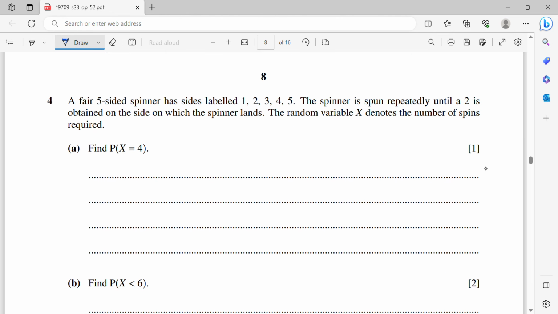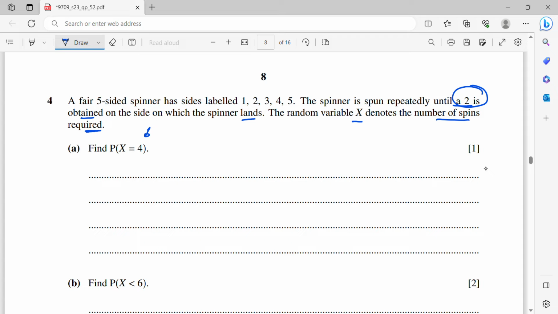Now for question 4, a fair 5-sided spinner has sides labeled 1 until 5. The spinner is spun repeatedly until a 2 is obtained on the side on which the spinner lands. Now the variable x denotes the number of spins required. So if you need to spin until a 2 is obtained, means that you repeat this experiment until you get the first success. So the 2 is considered a success. Now you need to spin for 4 times. So from here, I could say that for the probability, it will be geometric distribution.